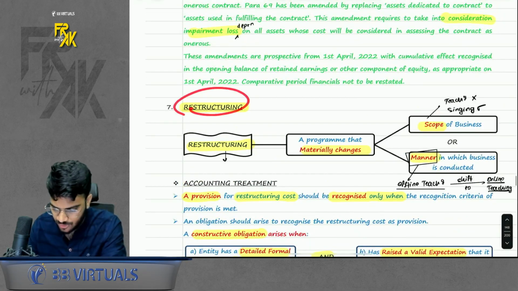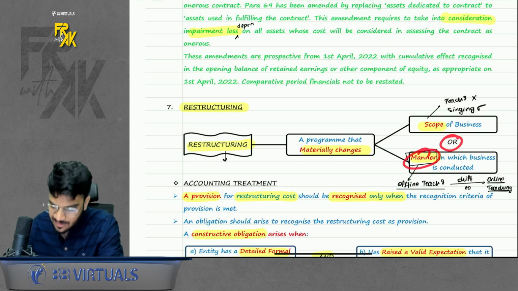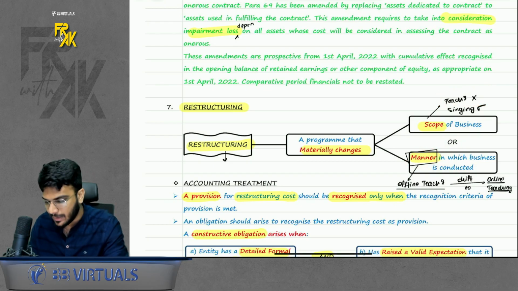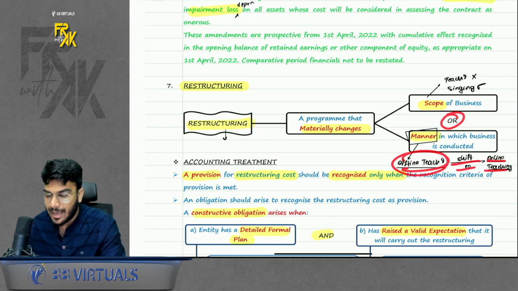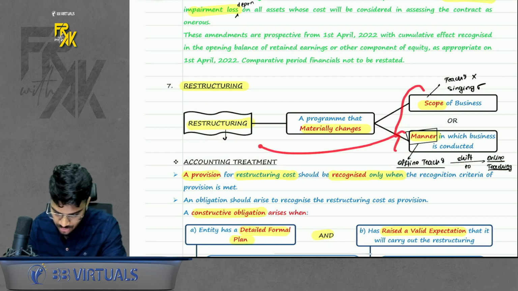What is the meaning of restructuring? It means that when you change the scope of a business or the manner in which business is conducted. For example, let's say from today I decide that instead of teaching I will do singing. I am changing the scope of my business. Or let's say instead of offline teaching, I will shift to online teaching. I am changing the manner in which my existing business is conducted. This is known as restructuring.